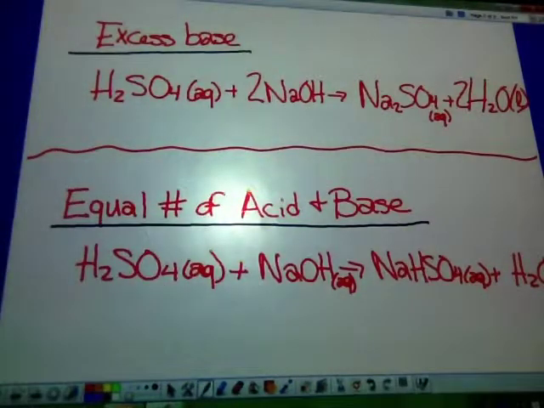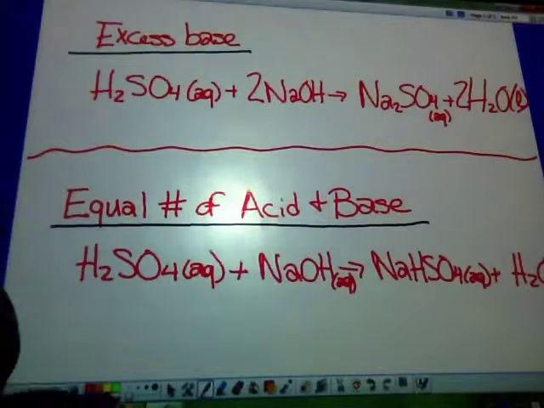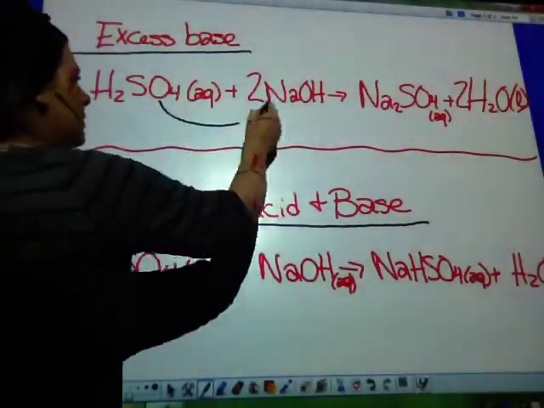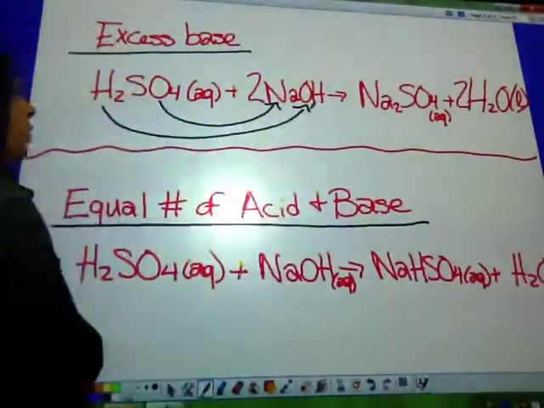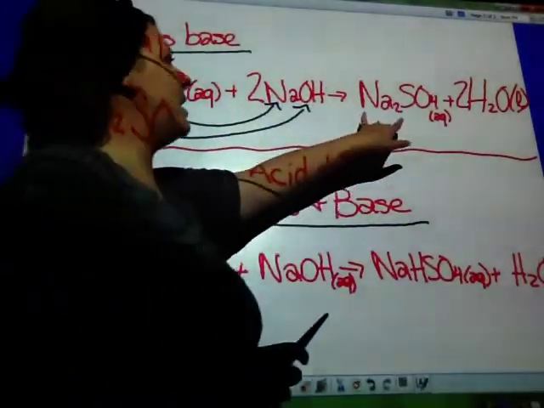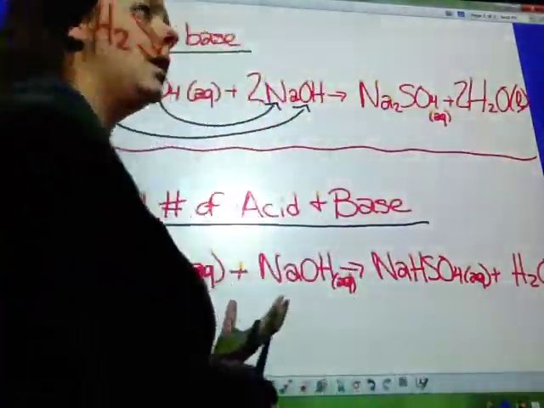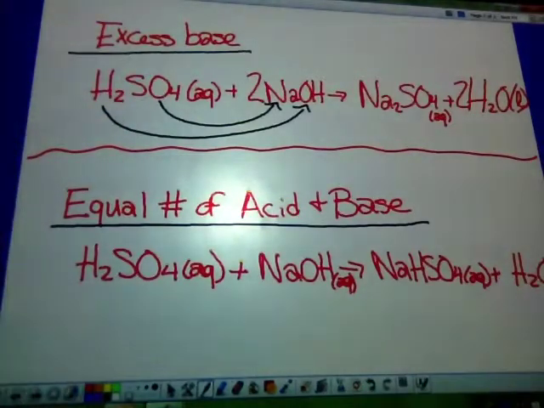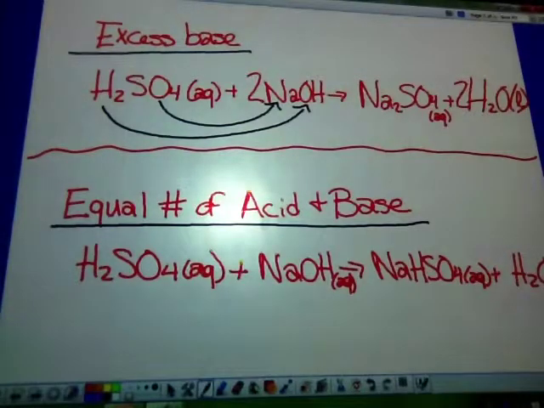Then in this case, your products are going to be exactly how you would have done them before. I had SO4 goes with sodium. Hydrogen will go with hydroxide. So I made sodium sulfate and water. So if I see excess base, everything stays the same in my acid-base neutralization reaction. You would have written it just how you would have before.